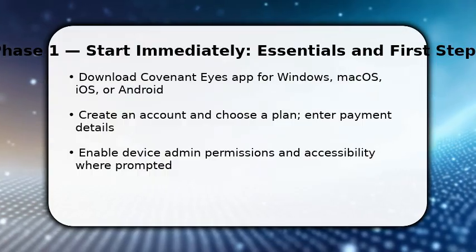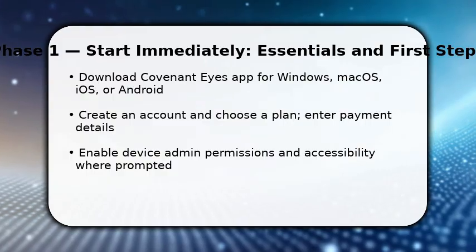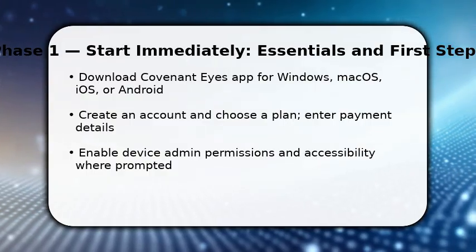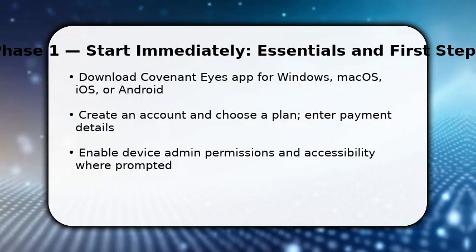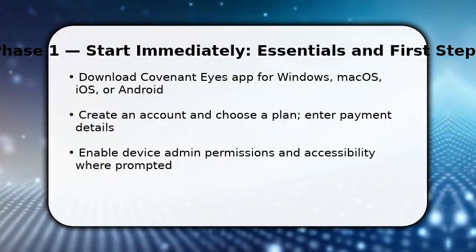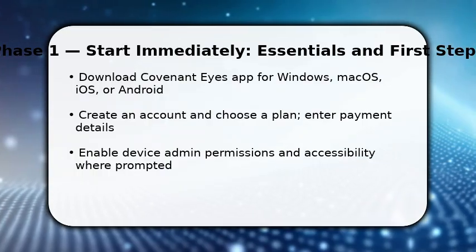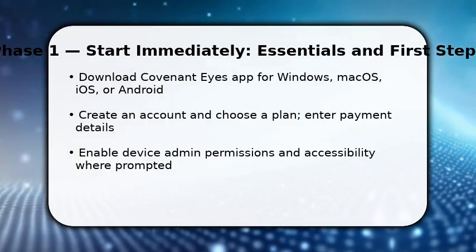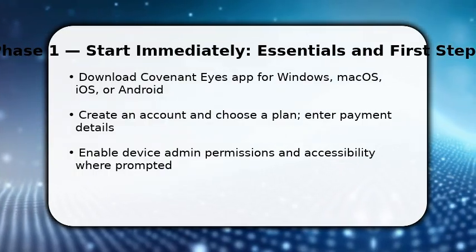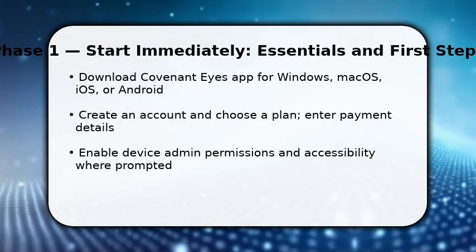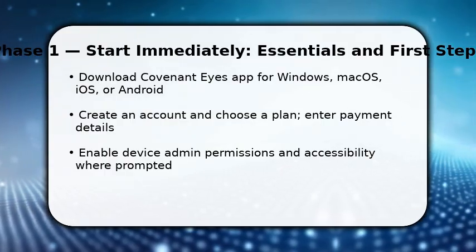You start by installing Covenant Eyes and creating your account. Follow the installer prompts closely. Once done, you'll sign in and pick a protection level, then add billing info if required. Make sure to grant device admin or accessibility permissions so monitoring can run reliably in the background. Also enable automatic updates to keep filters current.